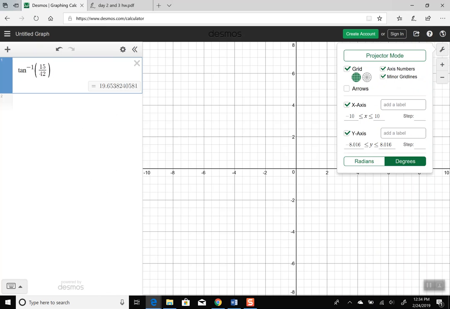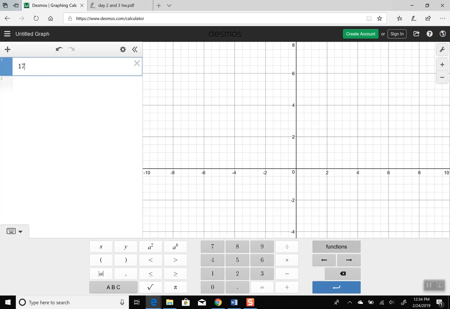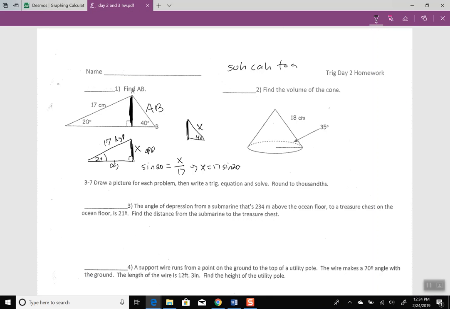Make sure you're in degree mode. So 17 times the sine of 20 gets you 5.814. So I now know that this length is 5.814.